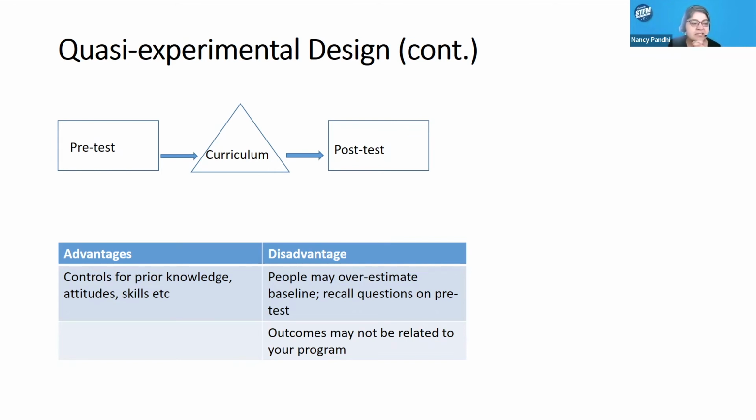The other thing is that by having those questions and people knowing they're going to be asked them again, you're doing a little bit of an intervention, right? They're thinking about those perhaps as they go through your curriculum, and so it's artificially enhancing your result. And then lastly, because there's no control group, whatever you're seeing may not actually be related to what you did.